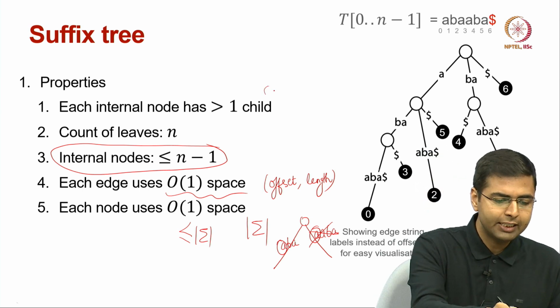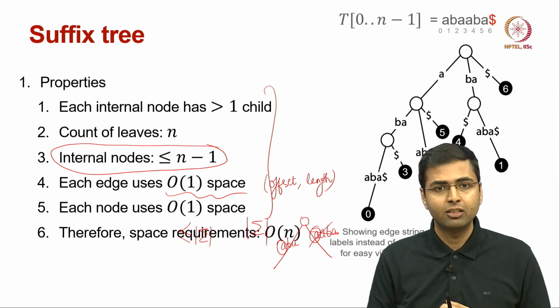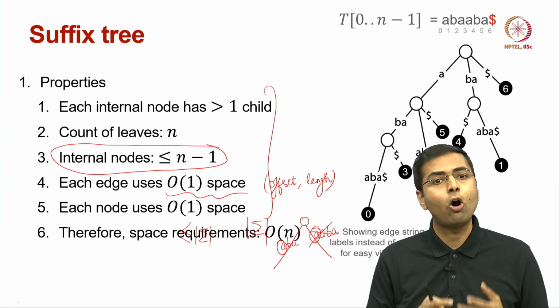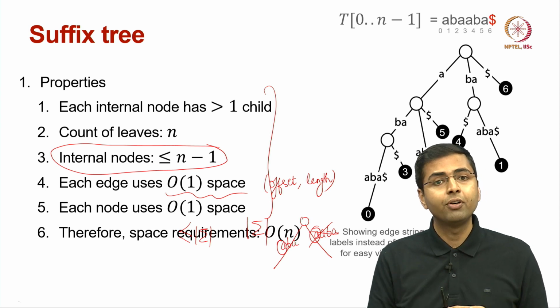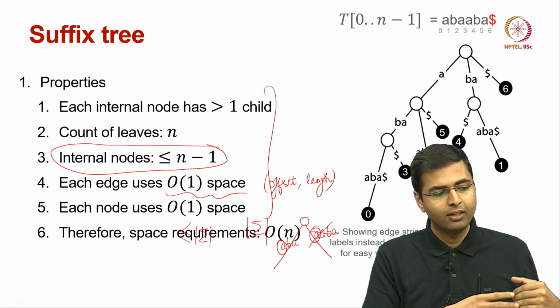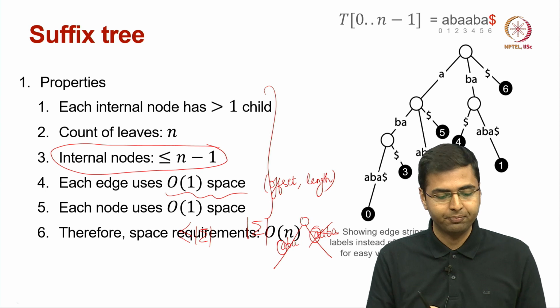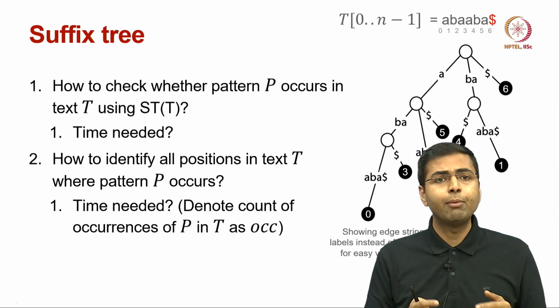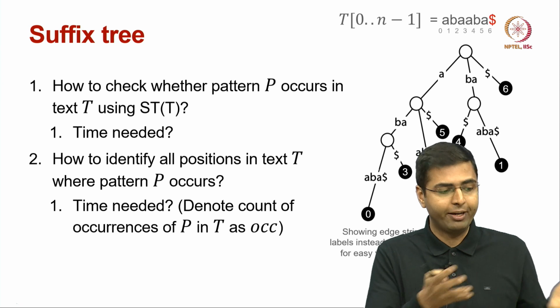If you combine all these properties, what you get is that the space requirement of the suffix tree is linear, that is order n. So, we have improved from suffix tries, which were requiring order n square space. Suffix trees only use linear space in terms of the text size, and all the queries that we were able to answer using suffix tries, we can also answer using suffix trees in the same way.